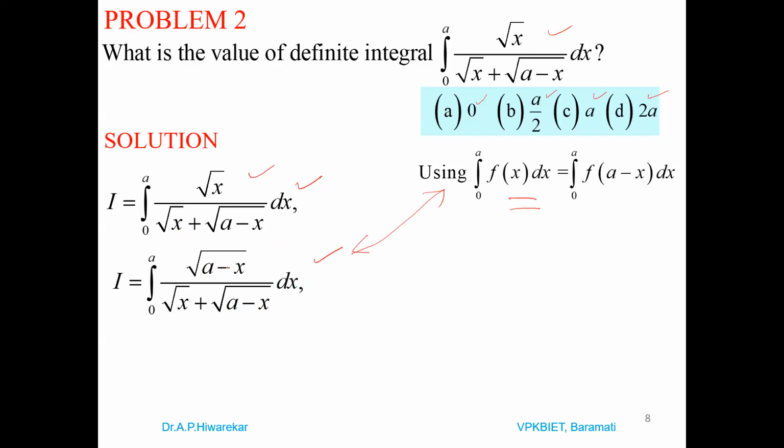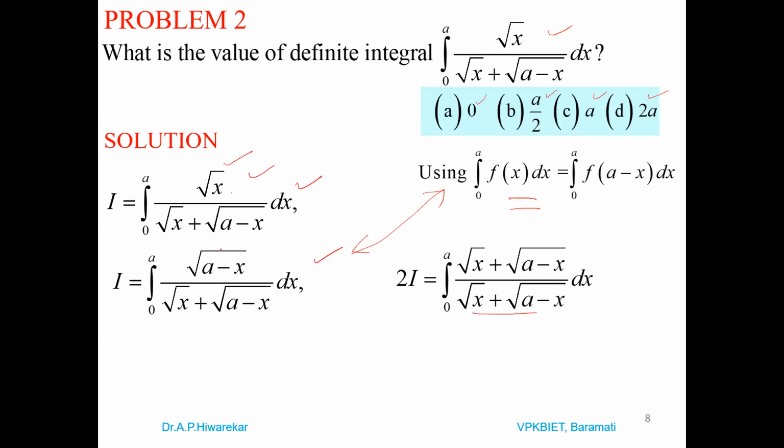Then add them. If you add them, you will get 2I. And 2I is this plus this. The denominator is the same, so you just need to add the numerators. The numerator here is square root of x, and the numerator here is square root of a minus x. If you simplify, you will get this as the numerator, and the numerator and denominator get cancelled because they are the same.